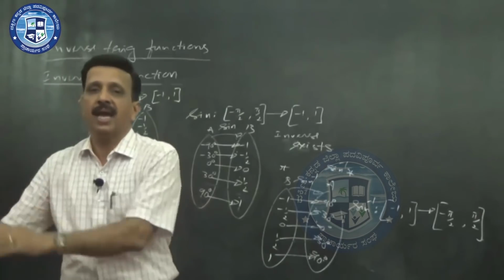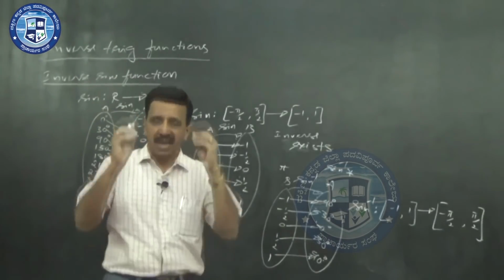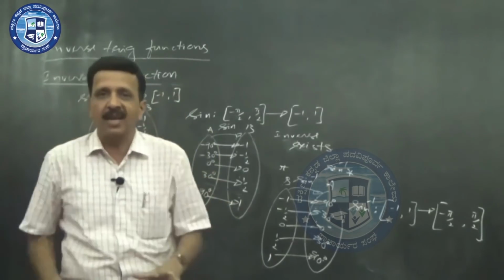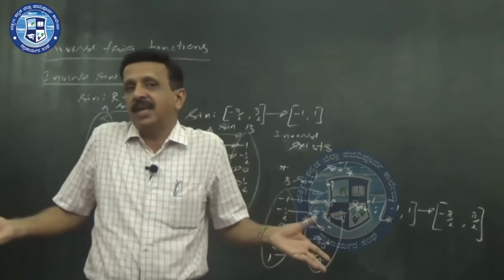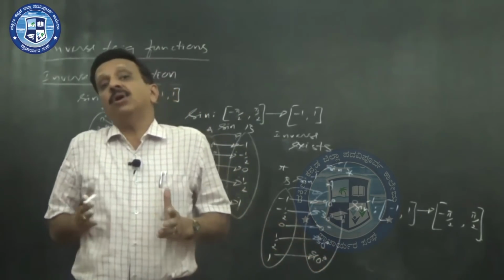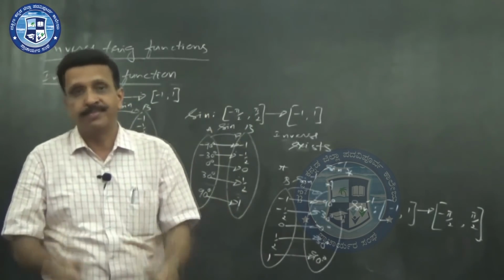Sin inverse something, angle. Cos inverse something, angle. Tan inverse something, angle. Secant inverse something, it's an angle. Cosec inverse something, it's an angle. Cot inverse something, it's an angle. That angle you can express in radians or degrees. This will avoid lots of confusion in the future when you get into the subject more and more.